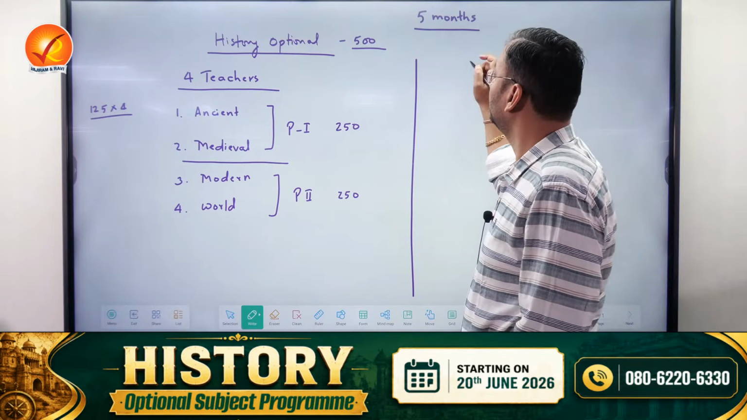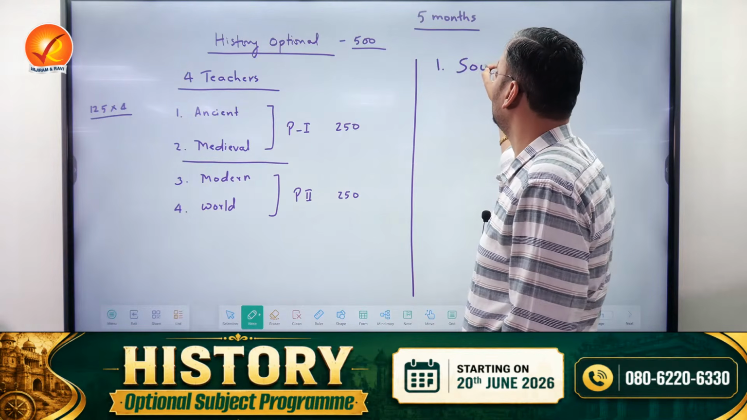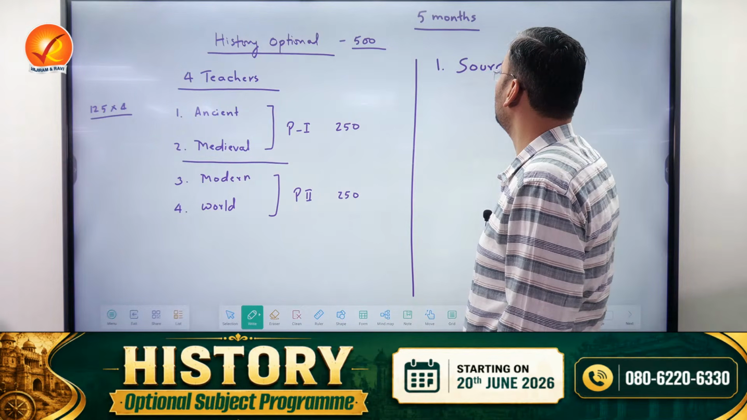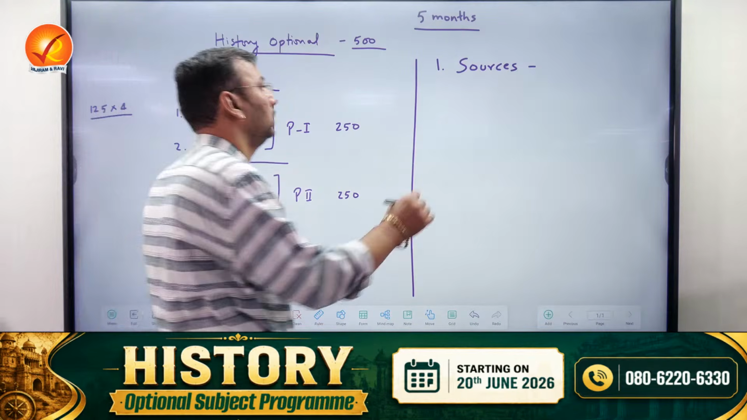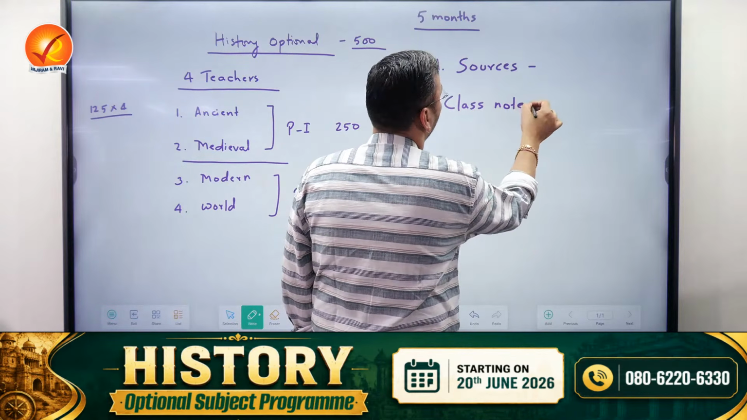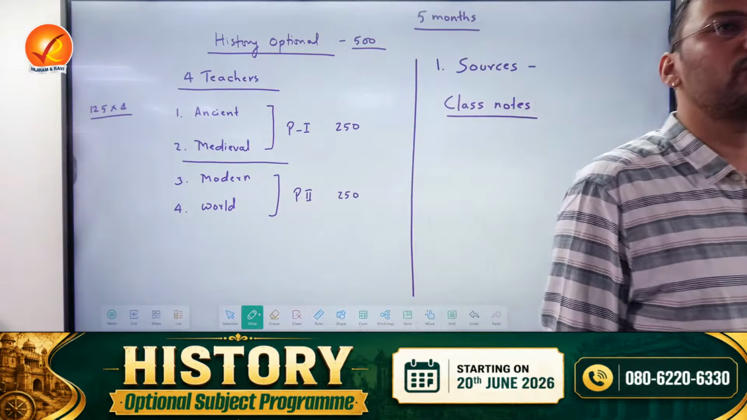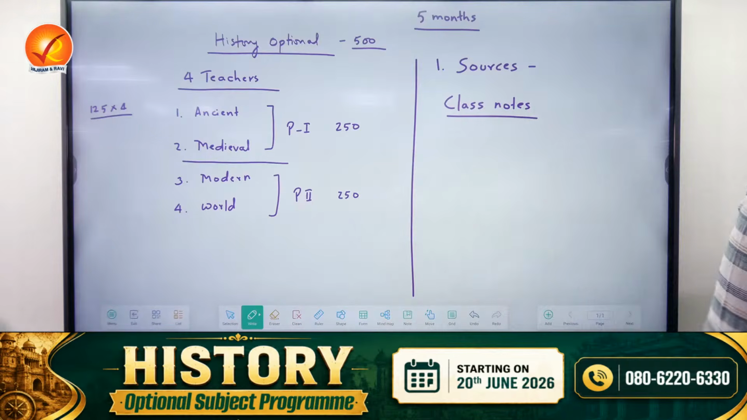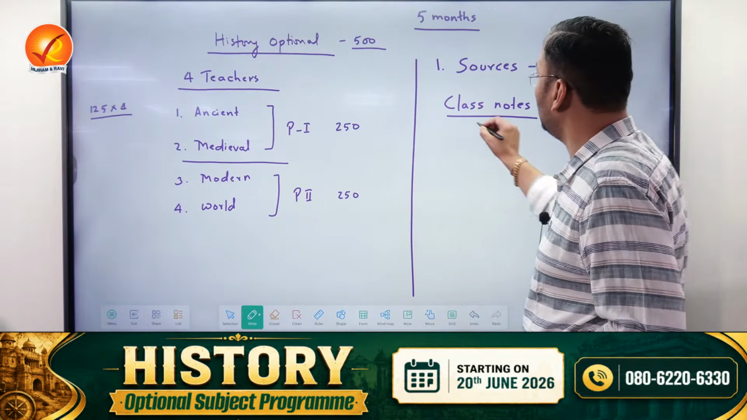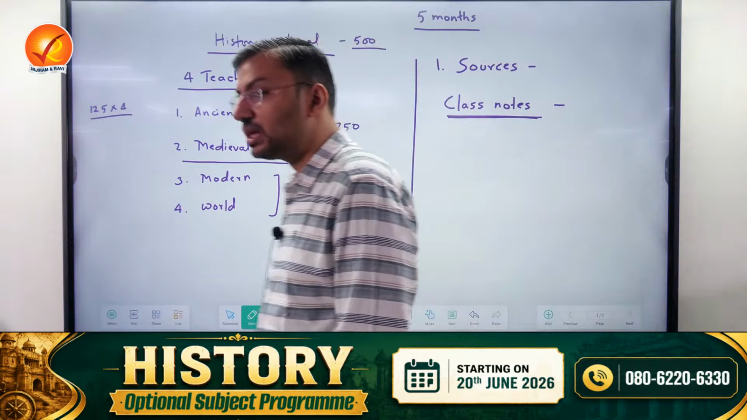Second thing, how this will be taught. The first thing is sources. What are the sources which would be taught in this? So class notes. First thing is class notes. In GS there is no guarantee how much will be asked, how much will not be asked. But in optional, whatever class notes will be taught, there is almost a guarantee that these questions are asked.